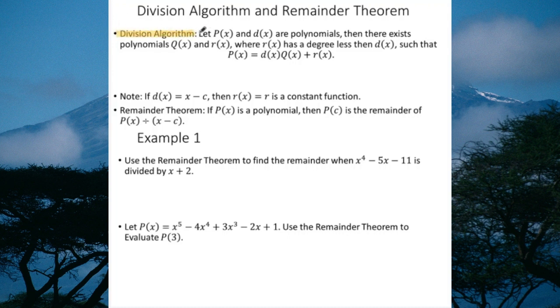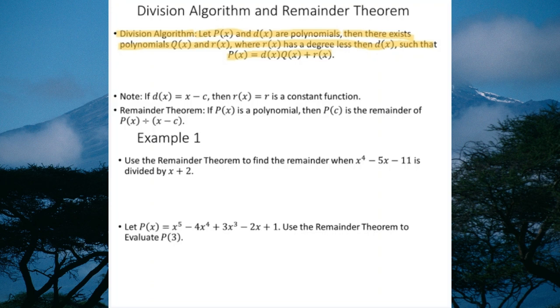The division algorithm states, let P of x and D of x be polynomials, then there exist polynomials Q of x and R of x, where R of x has a degree less than D of x, such that P of x equals D of x times Q of x plus R of x. The Q of x and the R of x is what we would obtain from doing the polynomial division when we divide P of x by D of x.